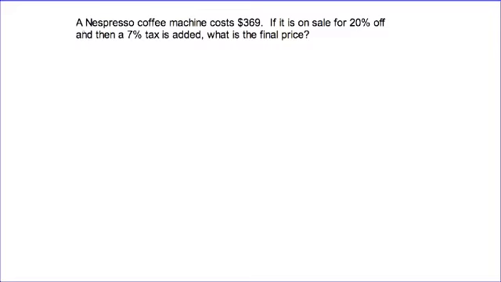It says that an espresso coffee machine costs $369. If it's on sale for 20% off and then a 7% tax is added, what's the final price? So before we dive into this one, let's set this up. We have a cost, which is really a retail price, and then we're going to take away some sort of discount, and then we're going to add a tax.